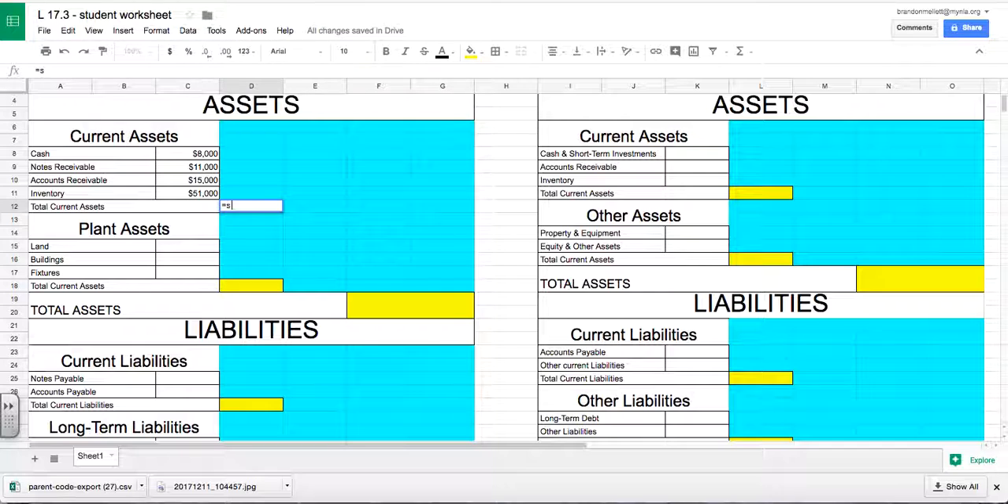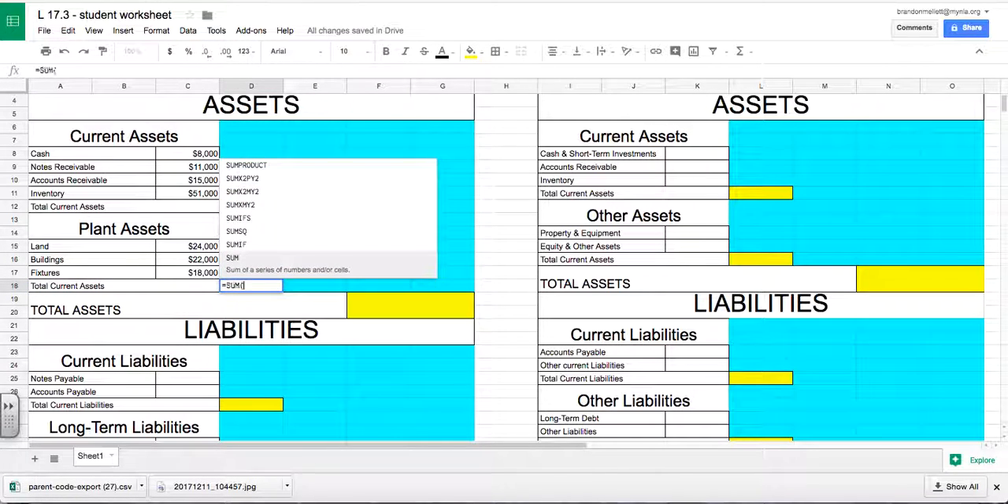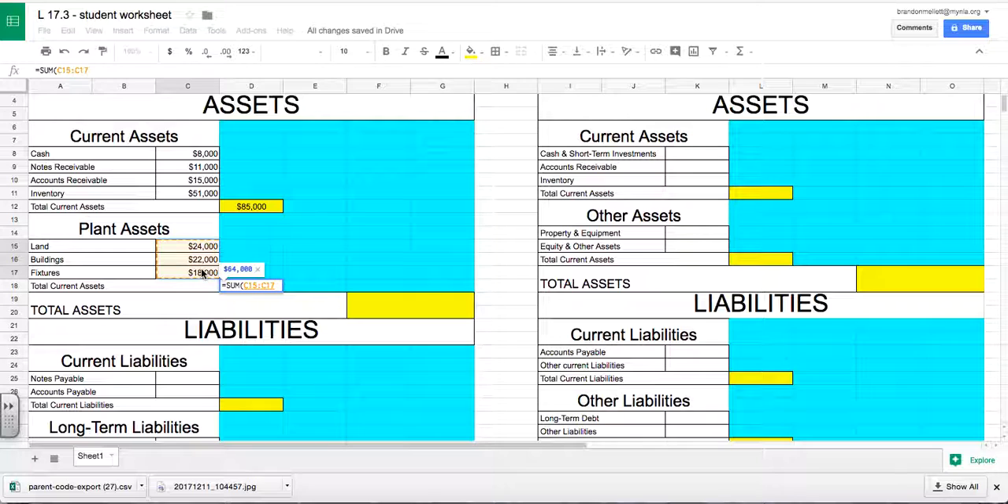So to add all these up, we're going to go equals sum. Click and highlight those 4 different assets. And now we have that in there. The next one we have is land, buildings, and fixtures. And the amounts we have for this are the following. $24,000, the value of the land, $22,000, the value of the building, and different fixtures and pieces of equipment of $18,000. So we're going to go equals sum, and we're going to add all 3 of those together. And now we have our total amount of current and plant assets.